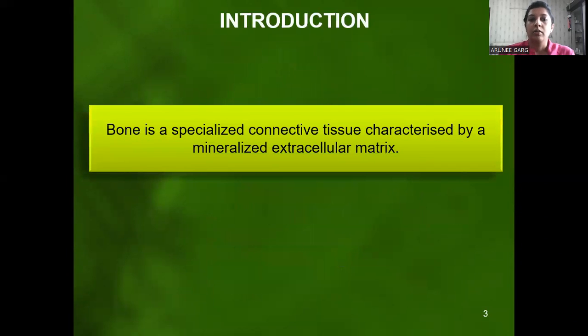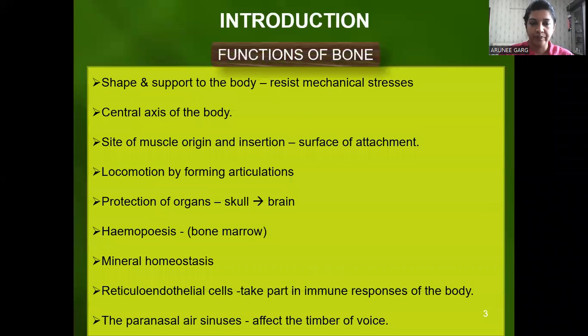Introduction. Bone is a specialized connective tissue characterized by a mineralized extracellular matrix. Now, the functions of the bone are shape and support to the body, which helps in resisting the mechanical stresses. It acts as a central axis of the body. The sites of muscle origin and insertion are on the surface of the bone, so it provides a surface for the attachment.